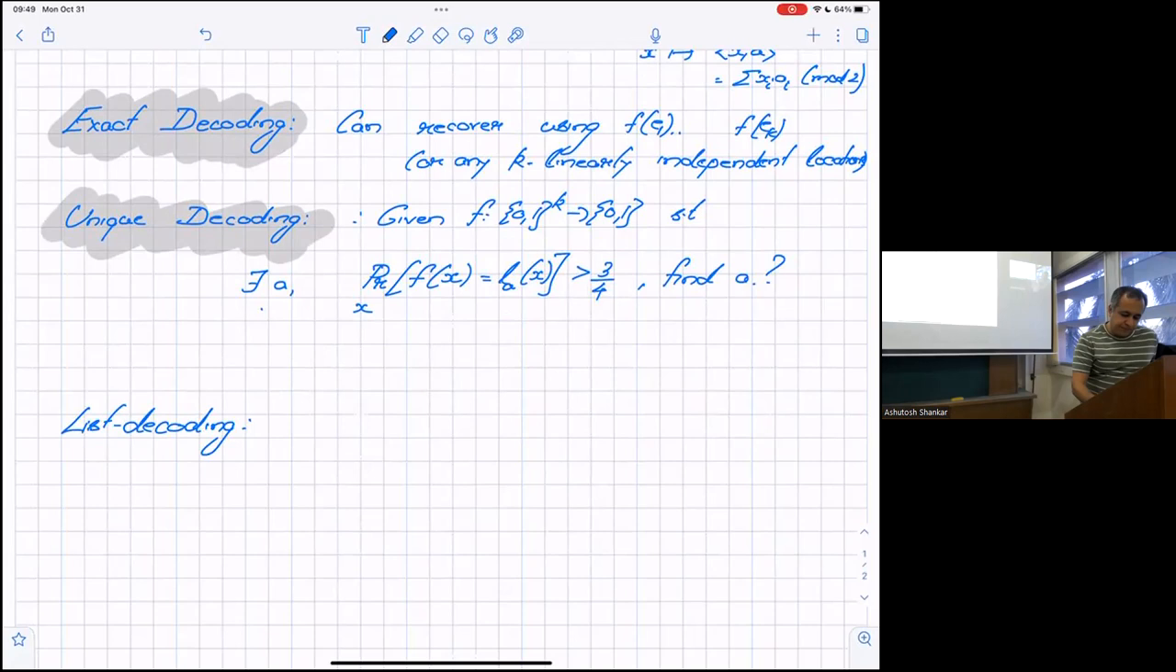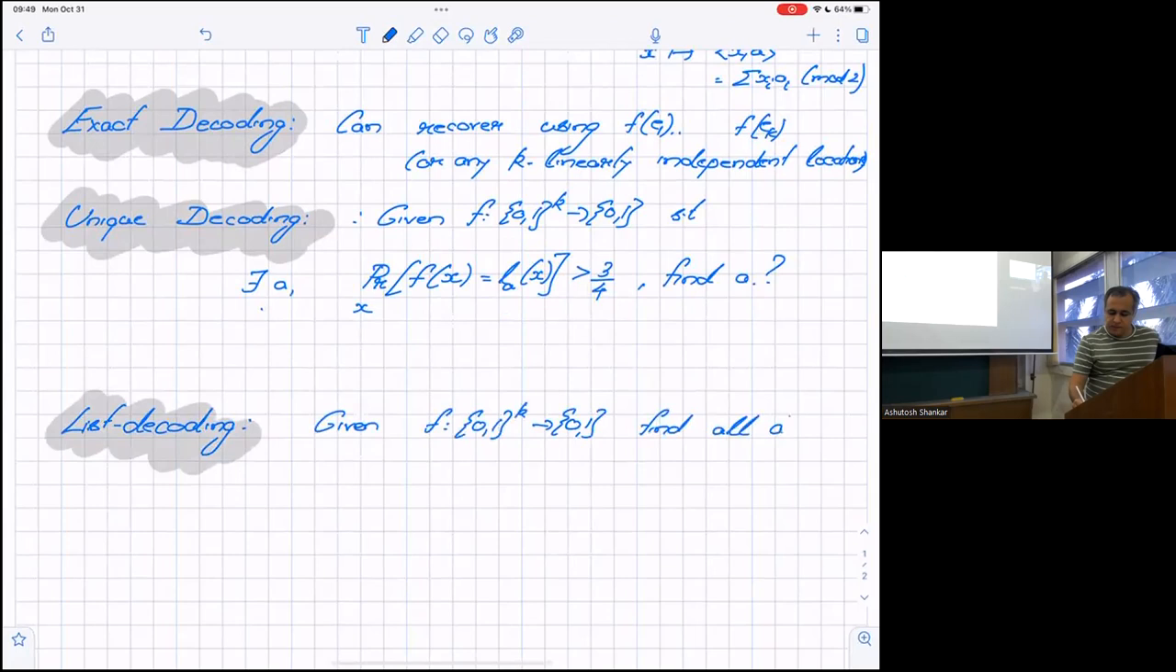I want to ask, I haven't stated the unique decoding question. So given the received word, find all A such that the probability over X that F of X equals LAX is greater than or equal to half plus epsilon. That's the list decoding question.